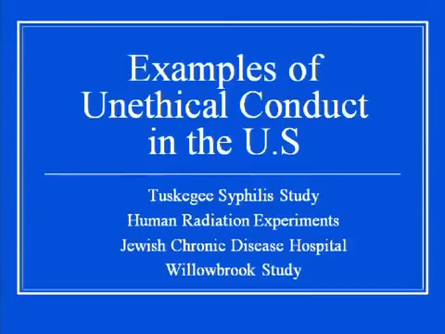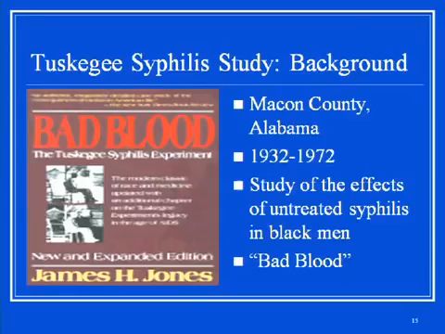Now we'll spend a little bit of time talking about some examples of unethical conduct in the U.S. First, we'll talk about the Tuskegee syphilis study. This was a study conducted between 1932 and 1972. I'm always surprised at the time span during which the study was conducted. I was born in the 70s, so it's very disturbing thinking about how recent these kinds of atrocities were going on.